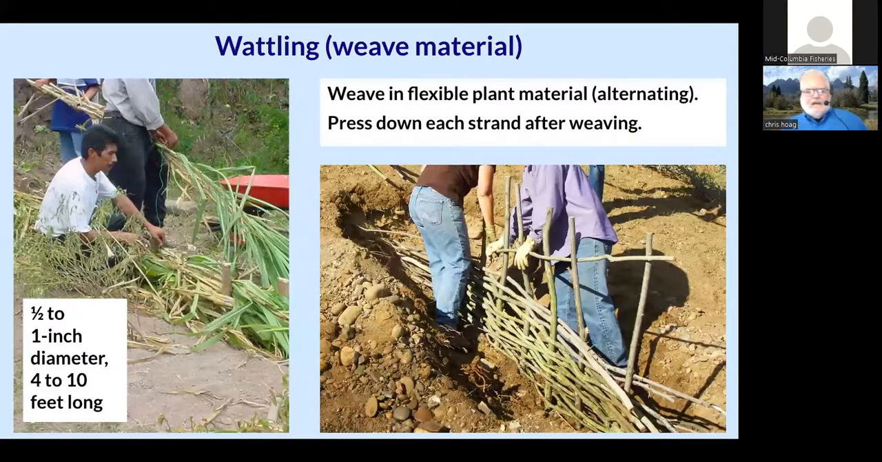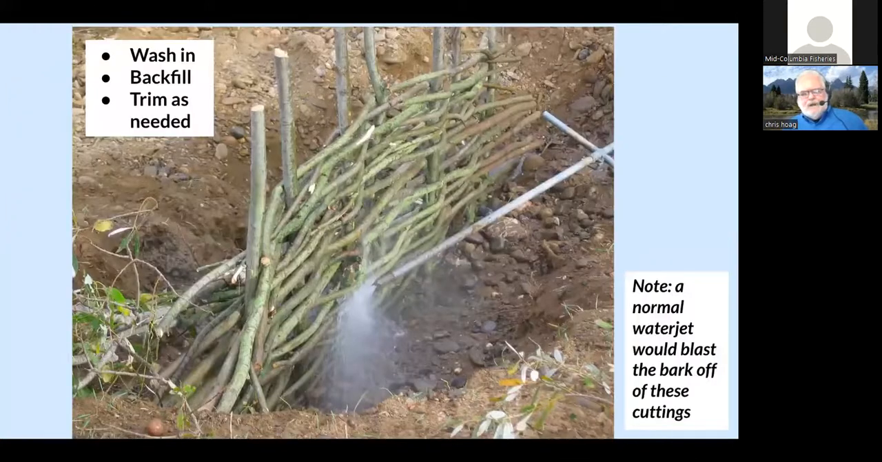Then you take whatever you're using as your weaving material, flexible plant material, whether it's woody or herbaceous, and weave it through the stakes you put in already. As you weave it, you push it down so that it's tight across one another. And then you're going to wash them in and pack the soil in. So the bottom part is covered with soil and the top part is exposed. This happens to be a barb that we built into the side of the bank.